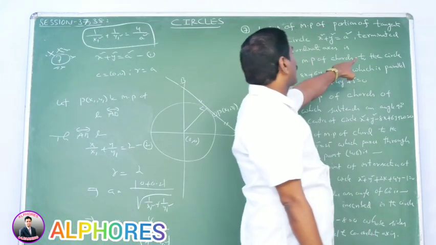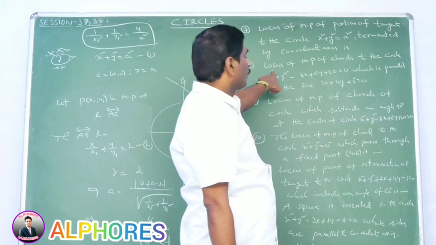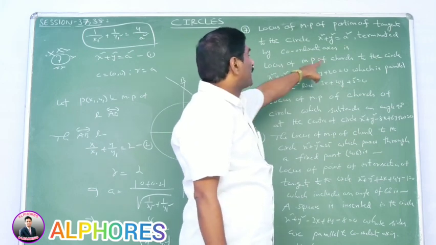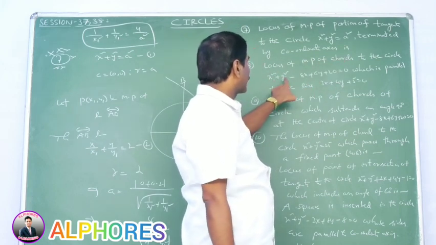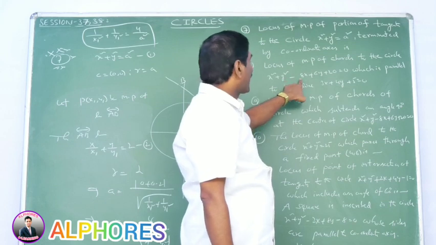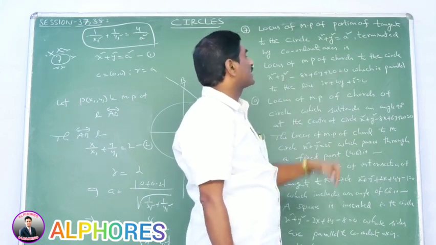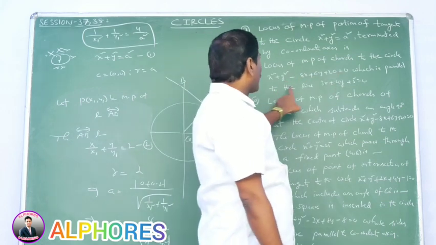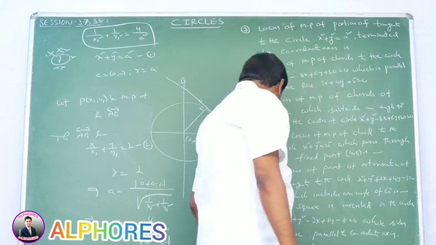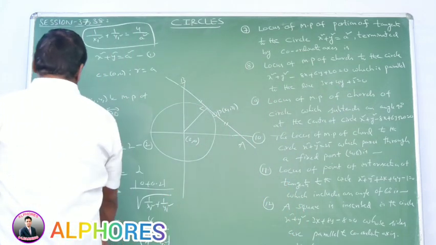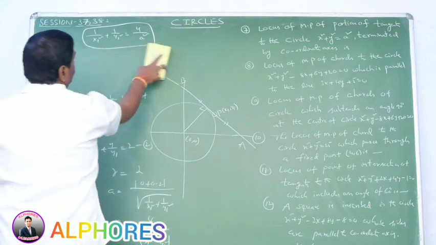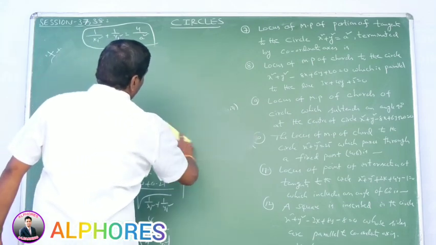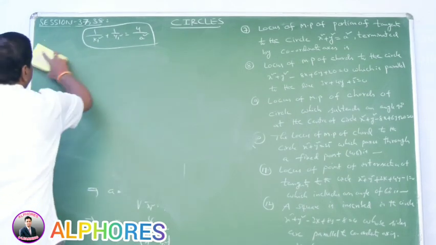Next, the eighth one: the locus of the midpoints of chords to the circle x square plus y square minus 8x plus 6y plus 20 is equal to 0, which are parallel to the line 3x plus 4y plus 5 is equal to 0.